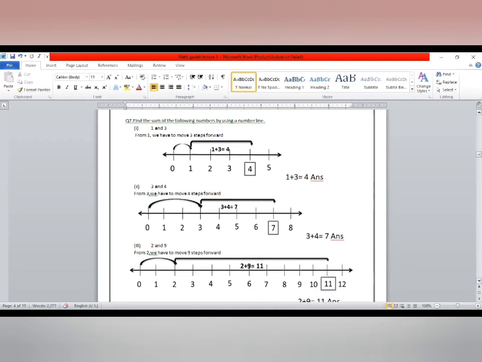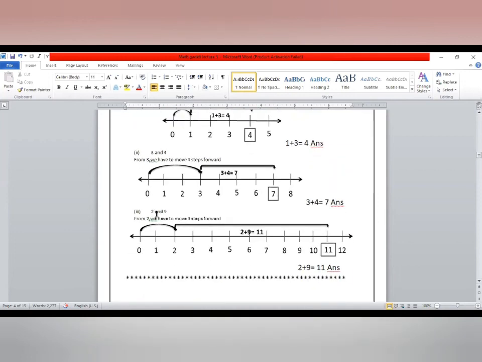Dear student, the question number third, 2 and 9. From 2, we have to move 9 steps. First, we have to arrange 0 to 2. From 2, how many steps? 9 steps. We have to move 9 steps here. Just we will see from 0 to 2: 1, 2, 3, 4, 5, 6, 7, 8, 9. At the 9th step, we get the answer 11. And definitely in mathematical form, you can also write 2 plus 9 is equal to 11. Here also 2 plus 9 is equal to 11.